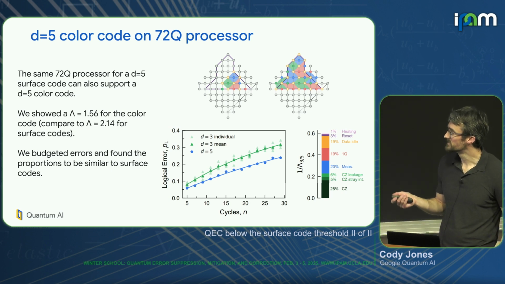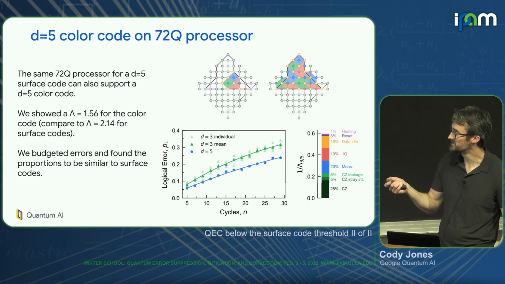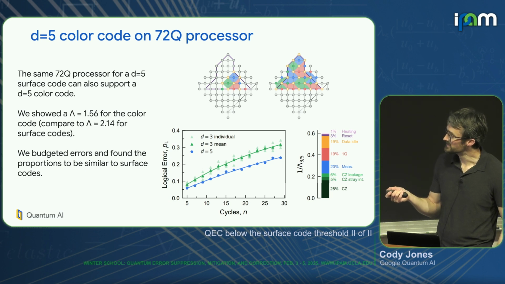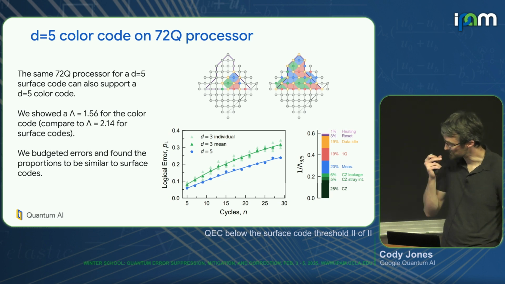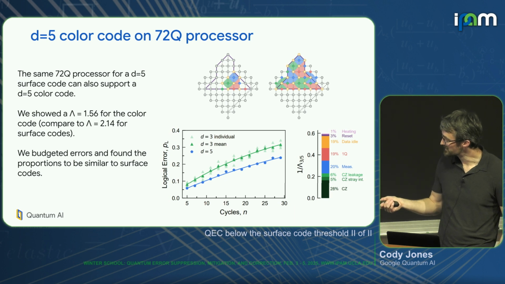Okay. Yeah, so this is doing a distance 5 color code on one of our 72-qubit processors, what we would normally use for a distance 5 surface code. The summary is that we showed here that there's a lambda value of 1.56 for the color code compared to 2.14 for the surface code. Here's the data. This is an error budget where we say what percentages we attribute to various error sources.